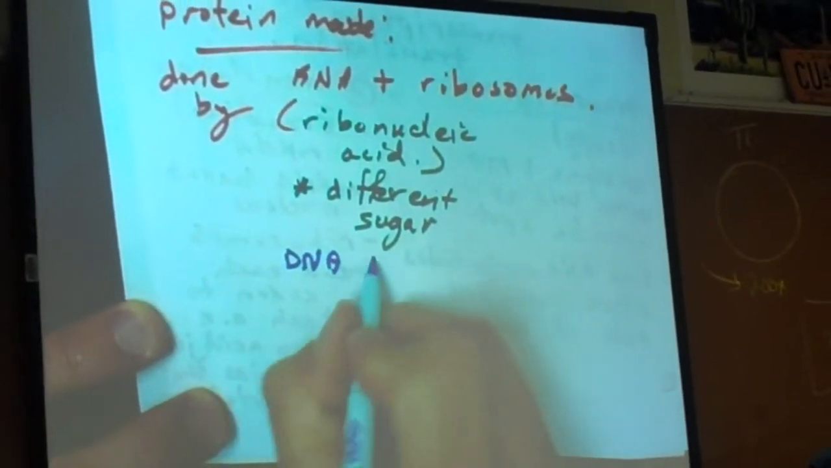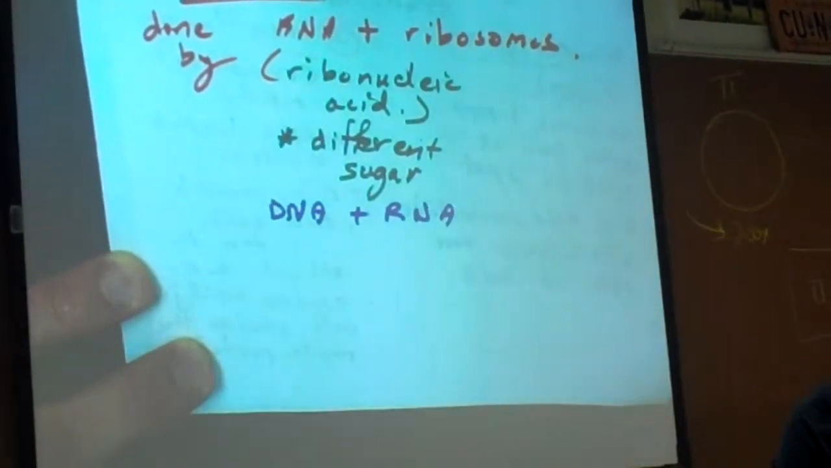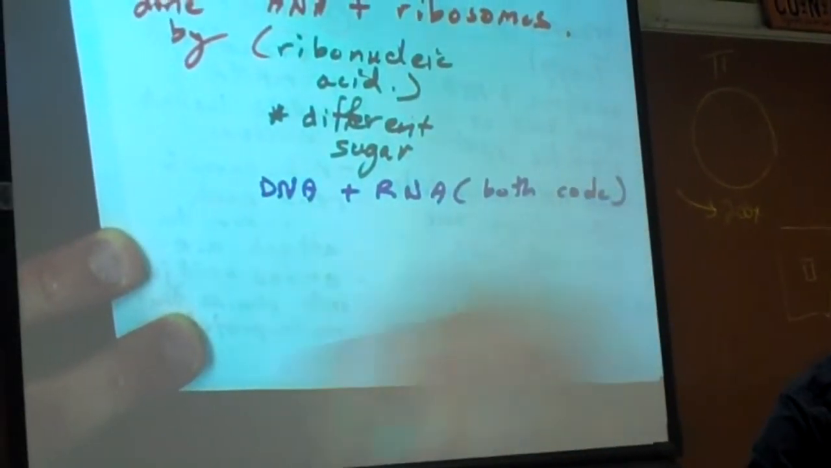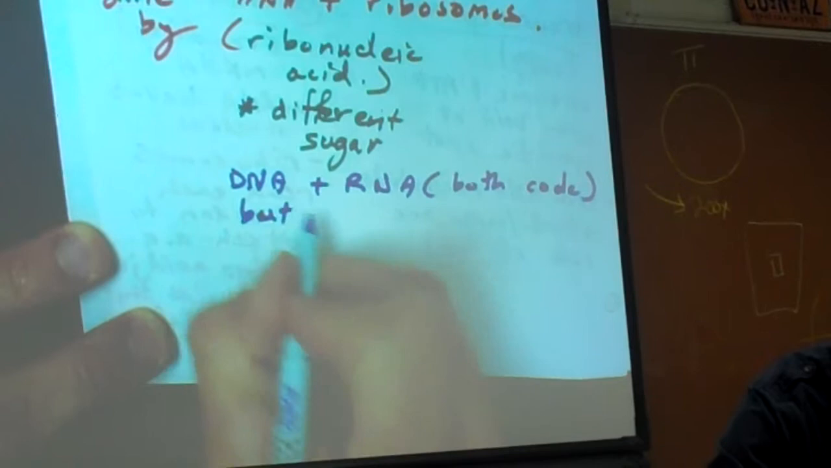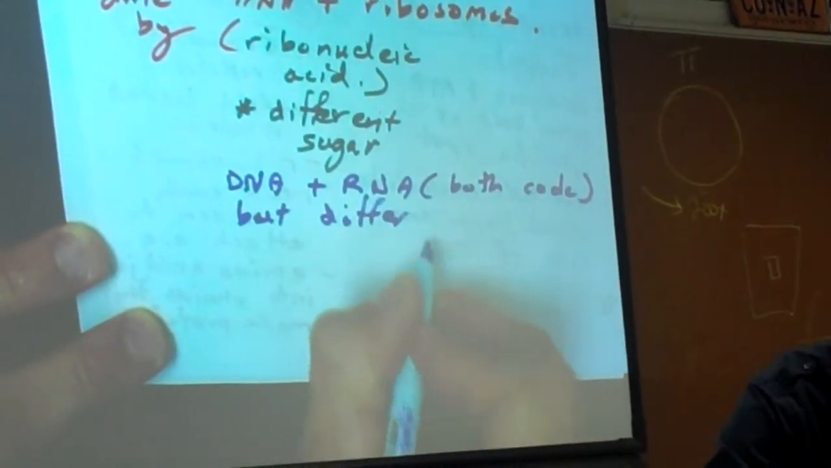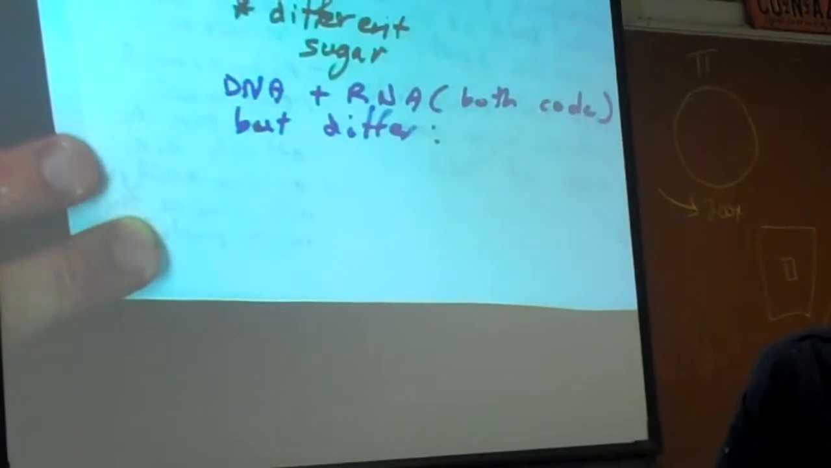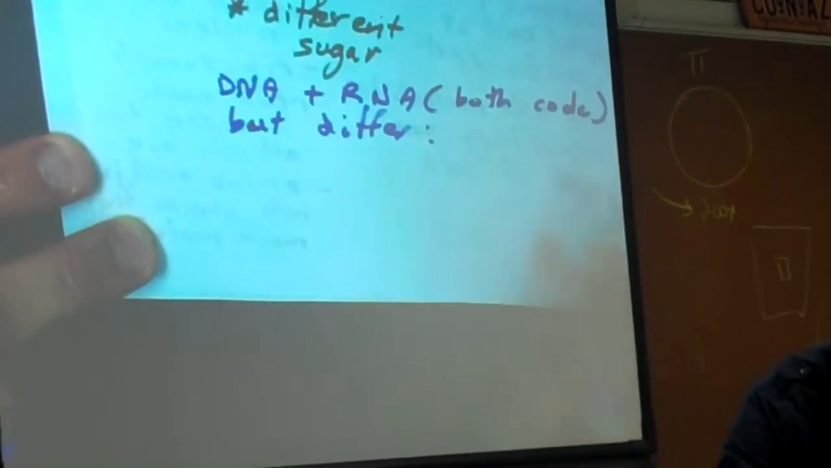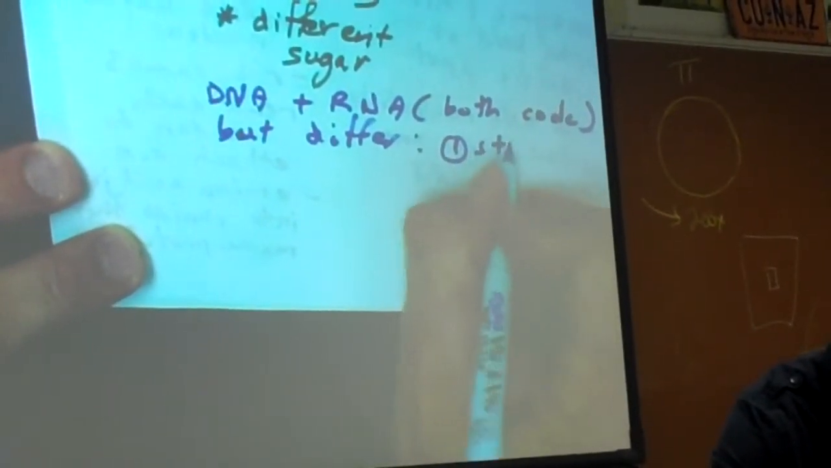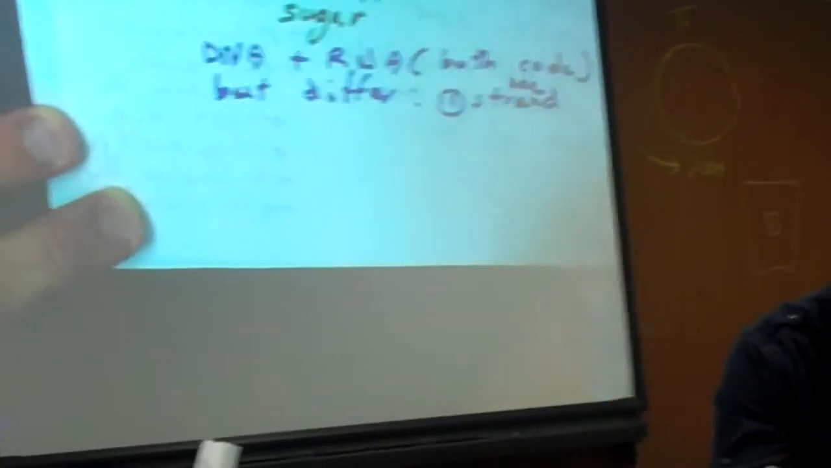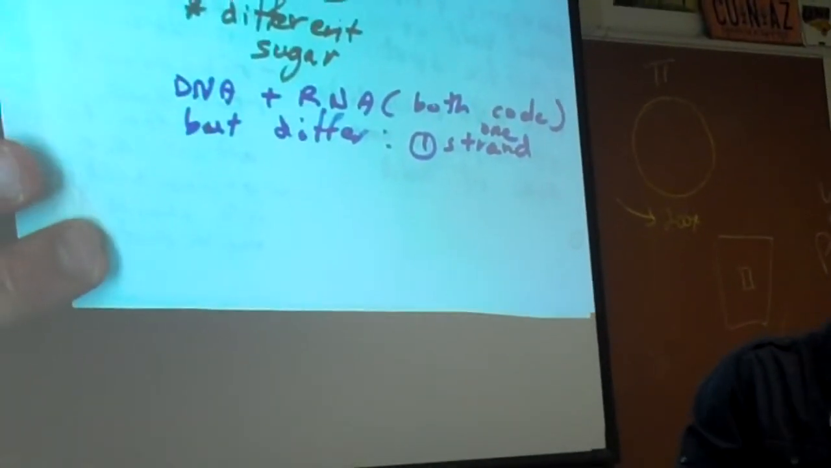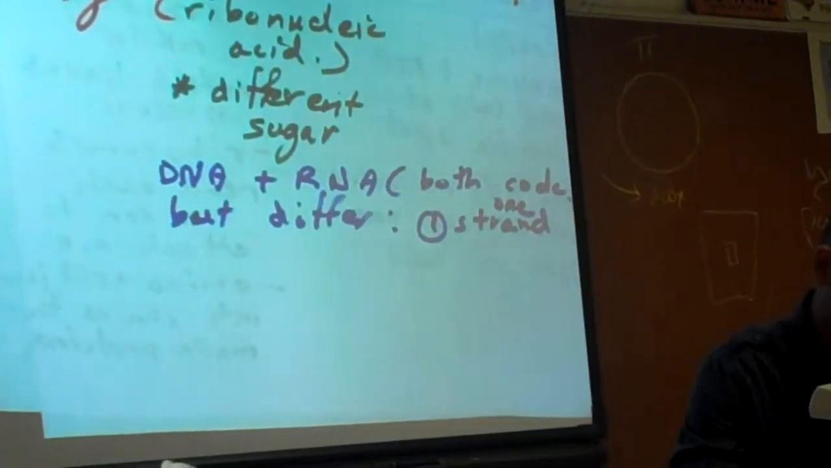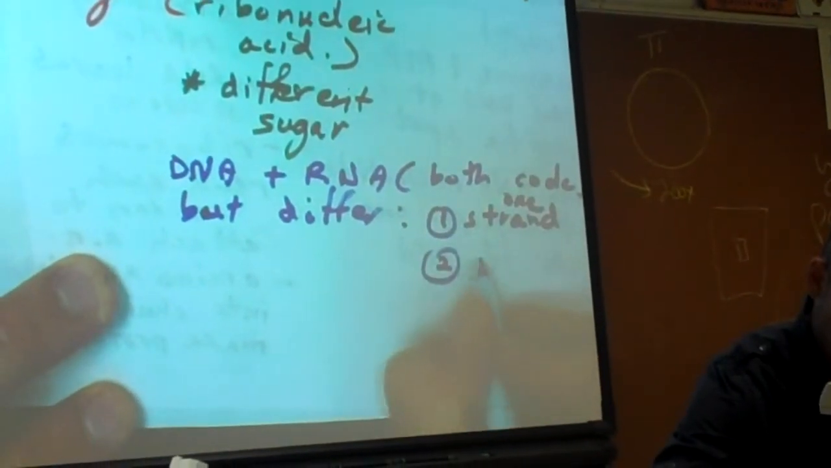DNA and RNA are similar, both code, but differ. What's the shape of DNA? Double helix. What's the shape of RNA? It's a strand, one strand. I'll squeeze in one strand right there, going up like that. So we have one strand. Shape is different.